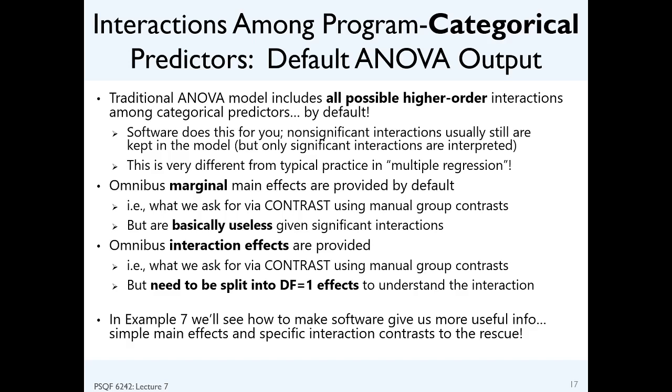So it's useful to decompose that multiple degree of freedom interaction into specific single degree of freedom contrasts. And so I want to show you how to get all of that additional information when you have interactions among categorical predictors that would actually allow you to figure out what is going on. So that is the logic behind example 7.